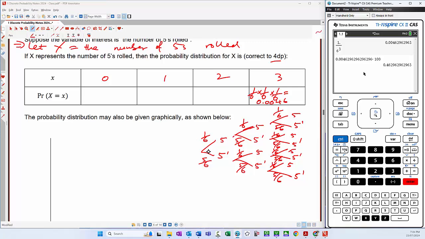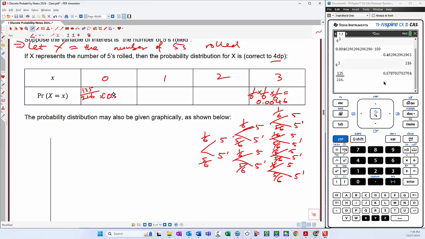All right, let's do 0. So 0 5s, there's going to be a much higher chance of that because that's not 5, not 5, not 5. So that's going to be 5 to the 3, which is 125, over 6 to the 3, which is 216. I better check that. Yeah, it is. 125 over 216. And we can see that to 4 decimal places is going to be 0.5787.